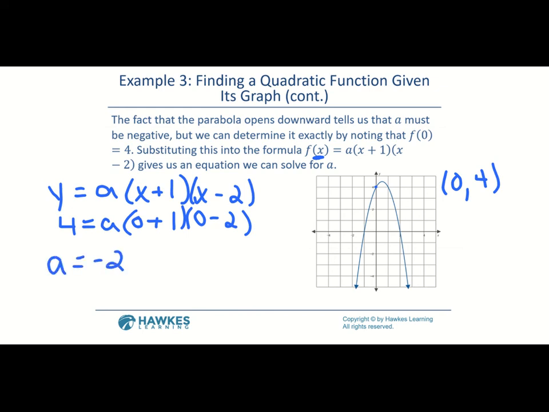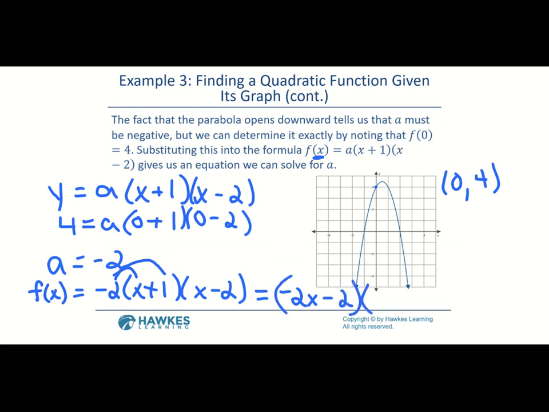So now when we write our entire equation, we can put it in. Right now we have f of x equals -2 times x plus 1, x minus 2. But right now that's not in vertex form or standard form. So really what we need to do is multiply it out to get it into standard form. So I'm going to start by distributing that -2. So I'll have -2x minus 2 times x minus 2, which we would then FOIL.